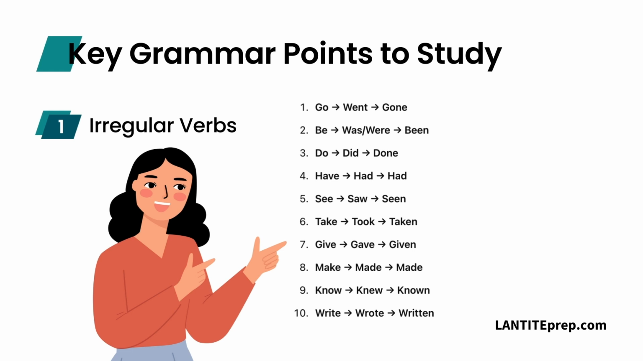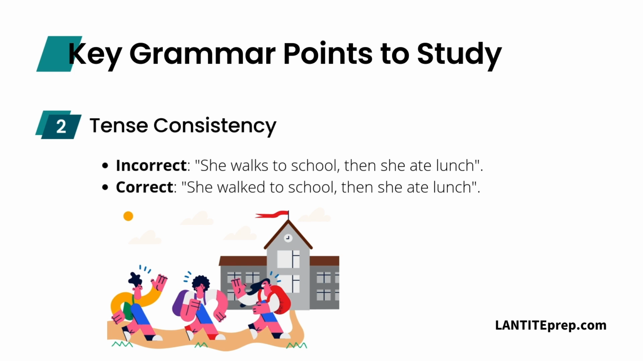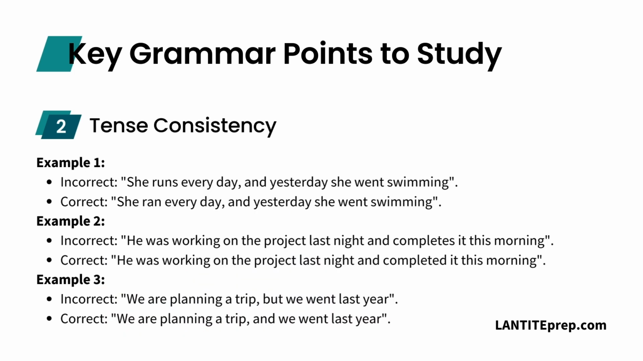Next up, we have tense consistency, which ensures that your sentence is logical and clear. For example, the incorrect sentence shifts from present tense to past tense without reason, while the correct version maintains past tense throughout. Here are 3 more examples of tense consistency, with both correct and incorrect examples. Pay attention to the words that change, marked in italics between the incorrect and correct examples.